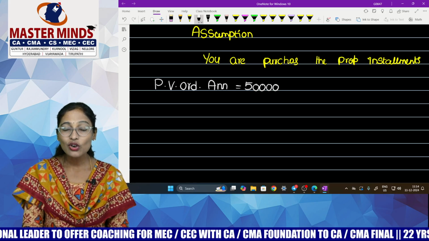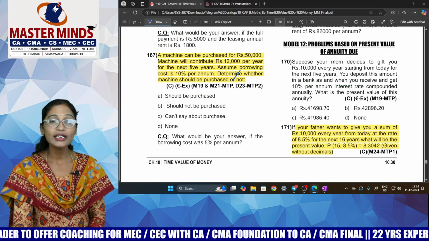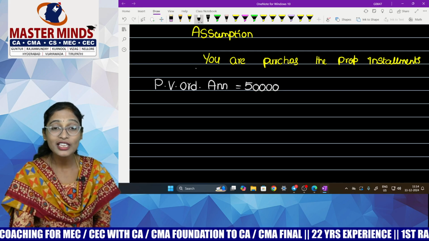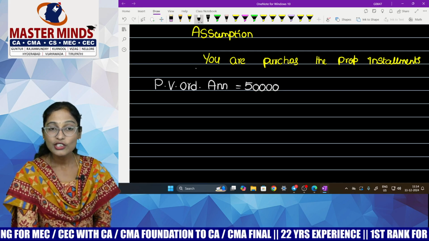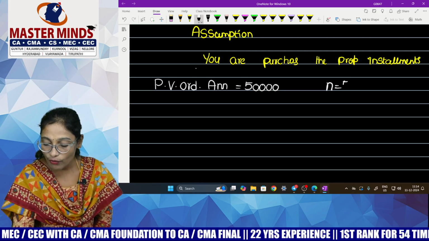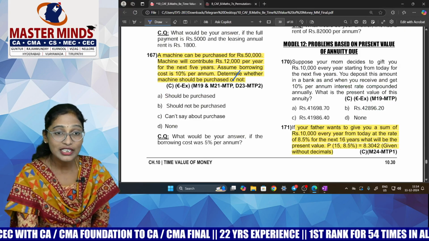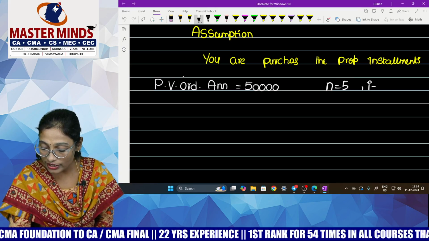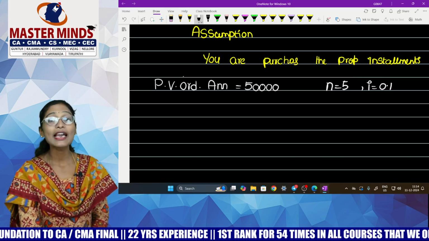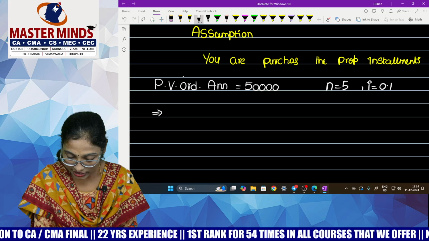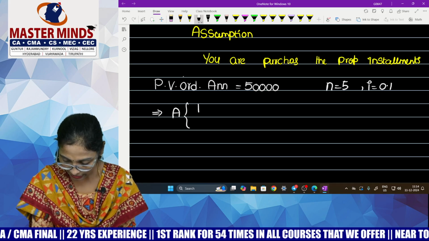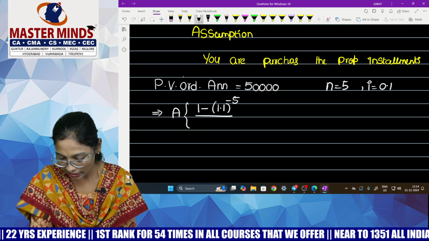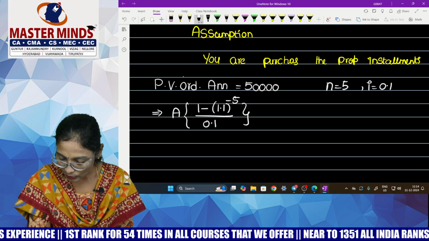Okay, now let us assume that for whatever number of years the machine will contribute, for those many years you will pay the installment. So for how many years will I pay the installments? 5 years I'll pay. At what rate of interest? Whatever the cost of borrowing is, at that rate of interest I borrowed this. Now, let me calculate the installment. So, A into (1 minus (1 plus i) whole power minus n) by i equals 50,000.